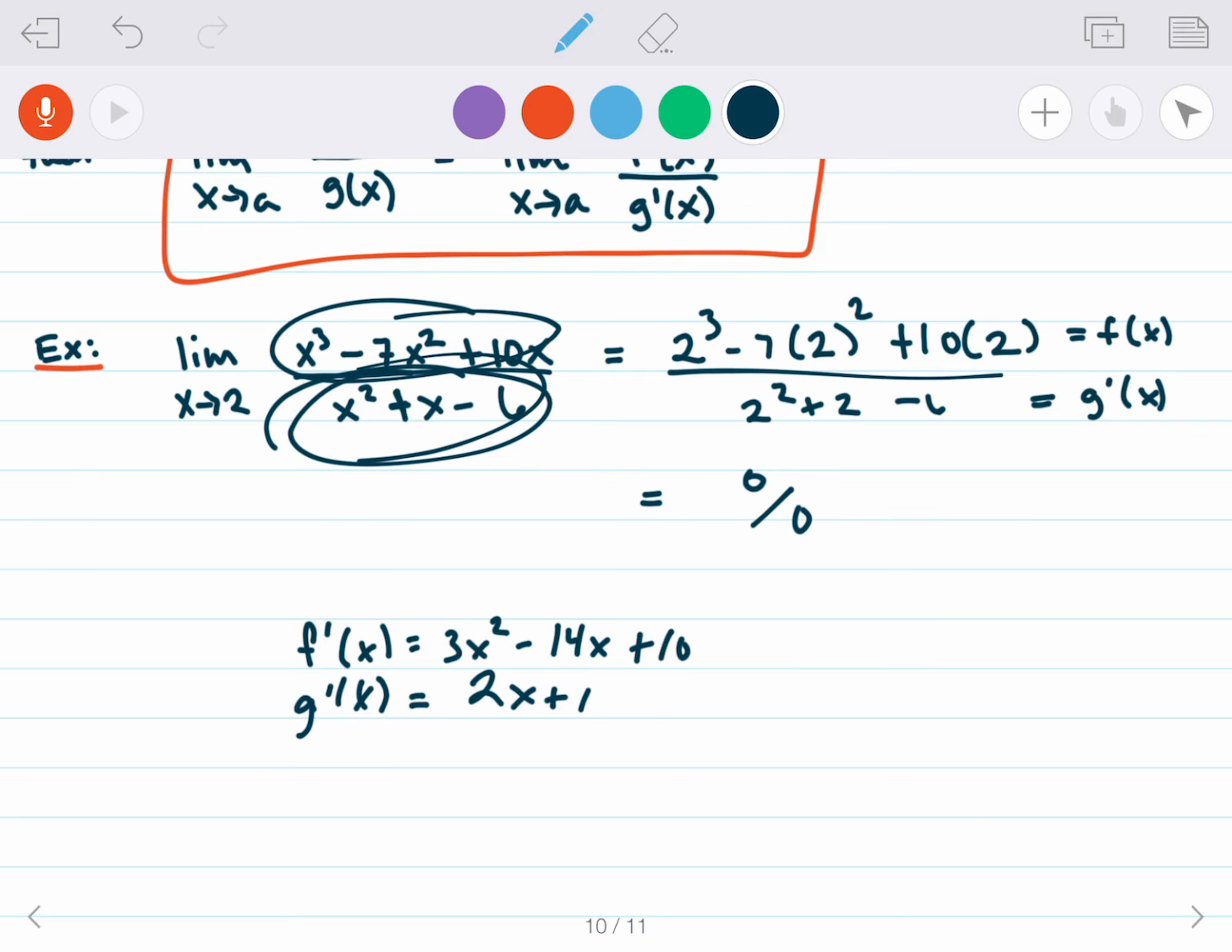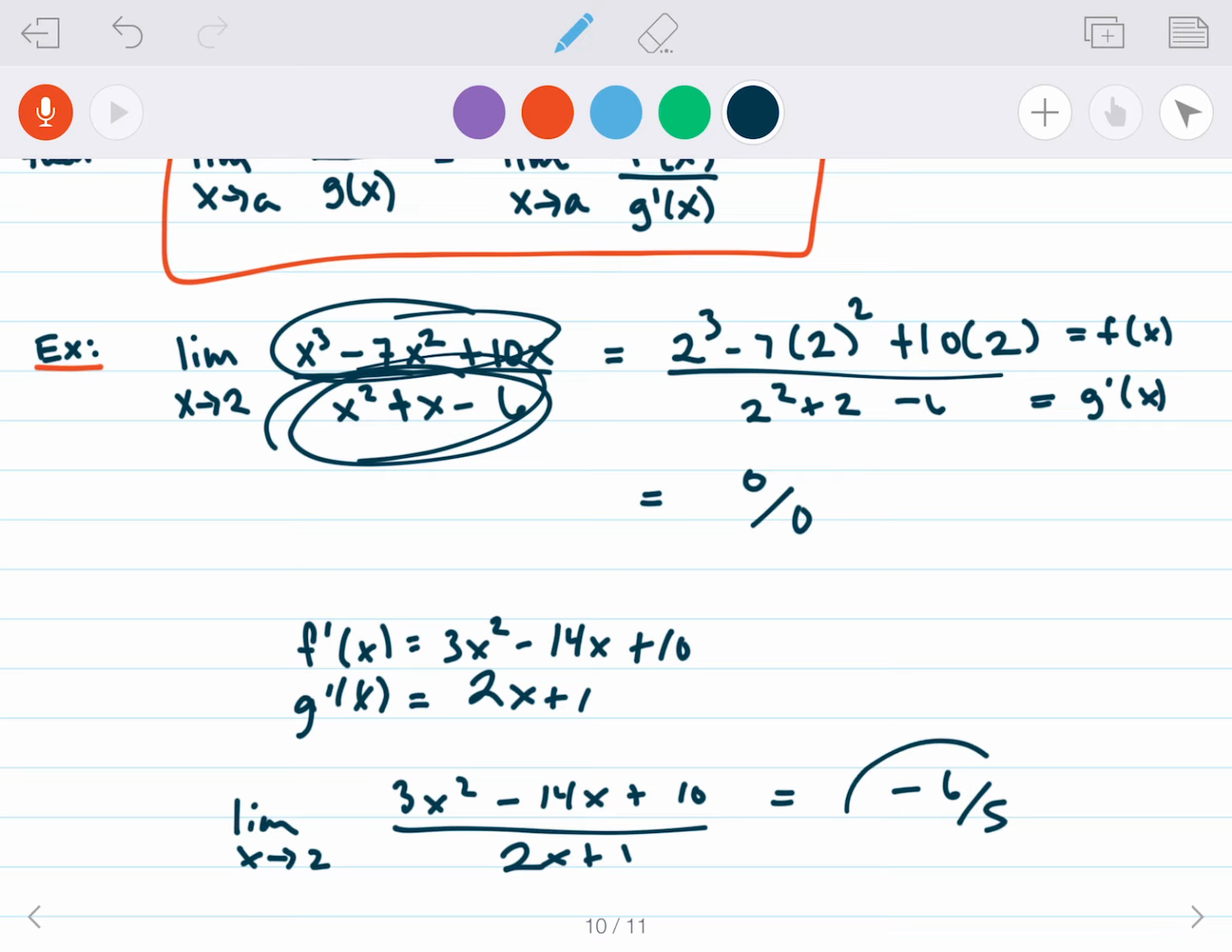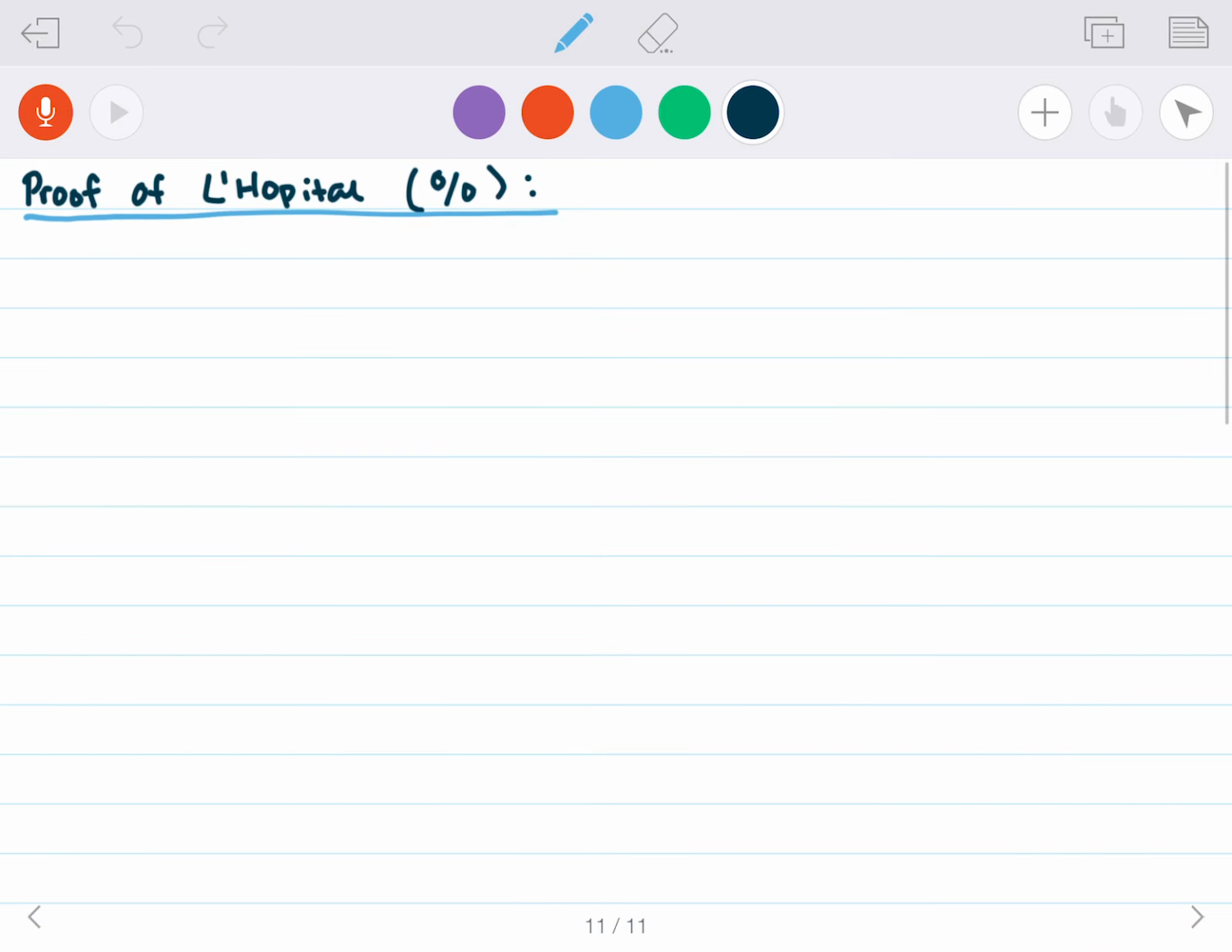Okay, so then if I plug in 2, I don't get 0 over 0, which is super nice. I actually get negative 6 over 5. Okay, so L'Hopital's rule says that we can evaluate limits like this by just taking the derivatives and then plugging in the limit. So let's go ahead and prove this for the 0 over 0 case.